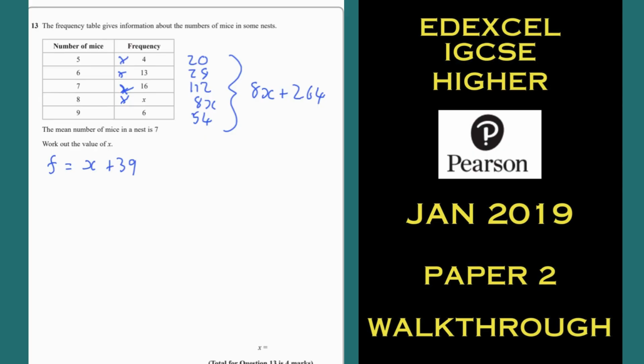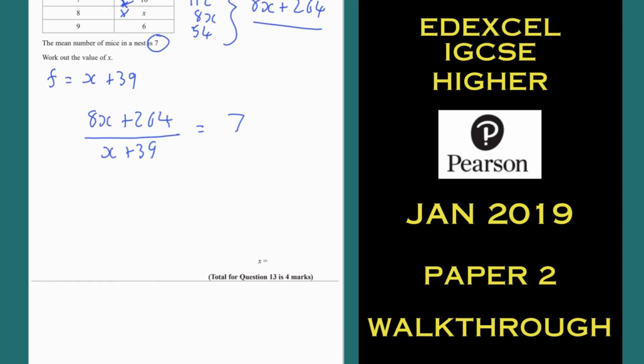But here's the key. To find the mean, you do total, 8x plus 264, divided by the total of the frequencies, equals the mean, which was 7.5. I mean, it's come up already, one of these. It's come up again. Let's multiply both sides by x plus 39.